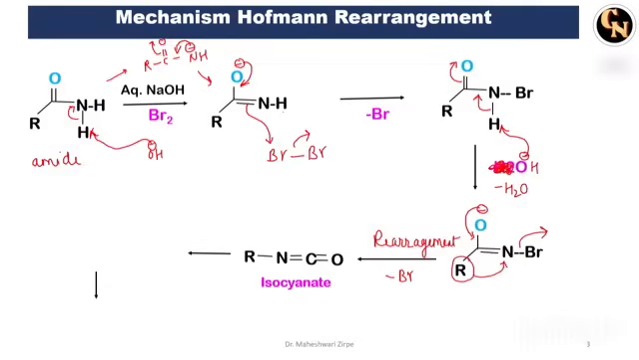Okay, next step is you are going to treat the isocyanate with water. Now when isocyanate is treated with water, a simple step takes place: this pi bond of nitrogen and carbon gets addition of water, that is, hydrogen is grabbed by nitrogen and OH is grabbed by your carbonyl group. The lone pair of electrons on nitrogen will grab the proton and this will shift here.